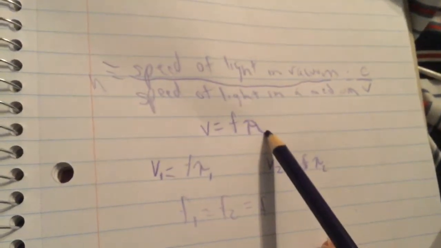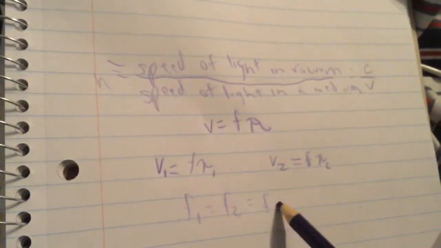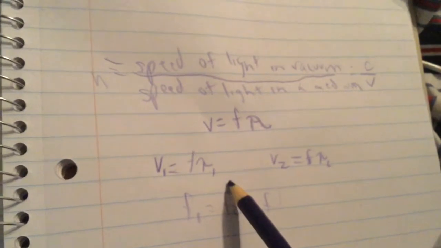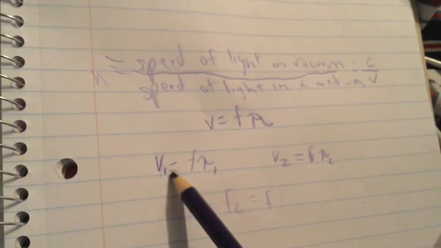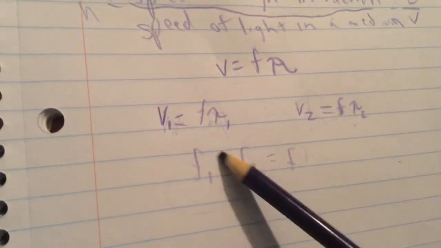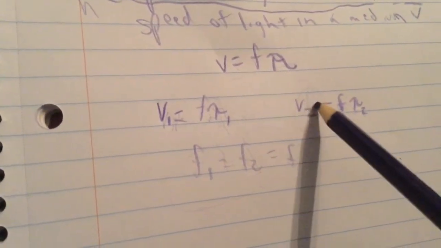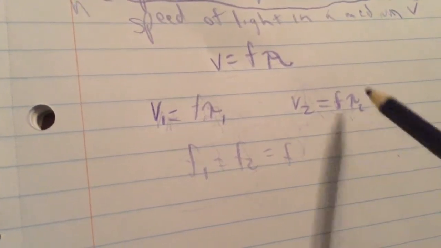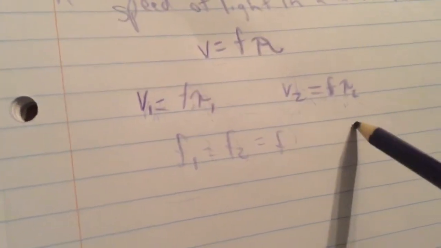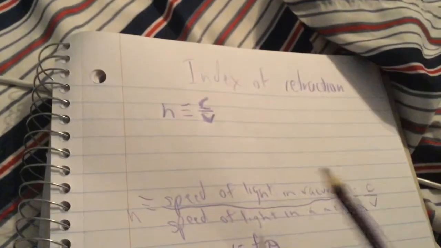The relationship v equals f lambda must be true in both media, as f1 is equal to f2, which is equal to f. All the frequencies are the same; they don't change. This means the velocity in the first medium is equal to the frequency times the first wavelength. Then, as it gets refracted, the second velocity is equal to that same frequency times a different wavelength. In this case, it would be smaller.